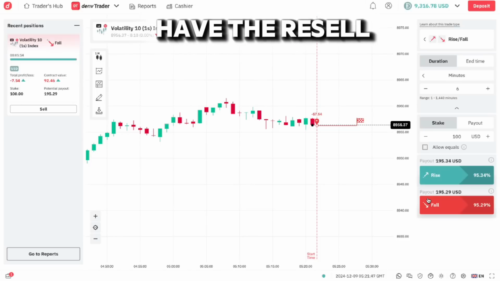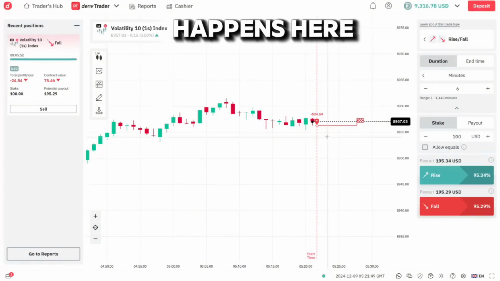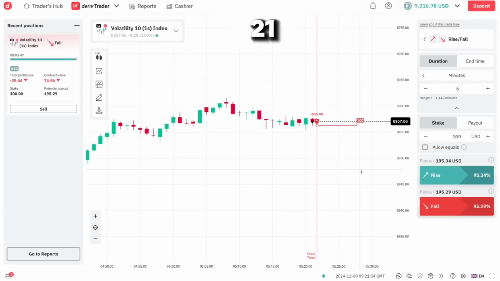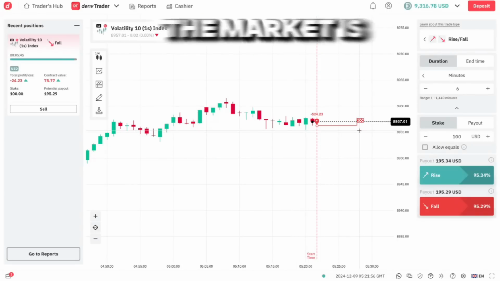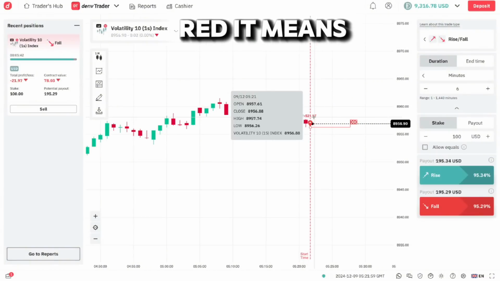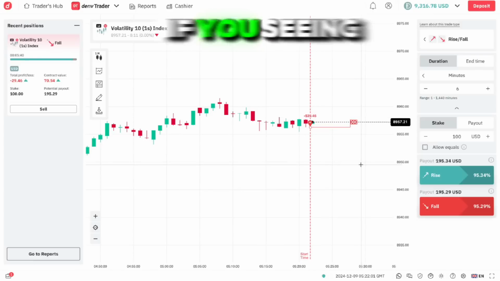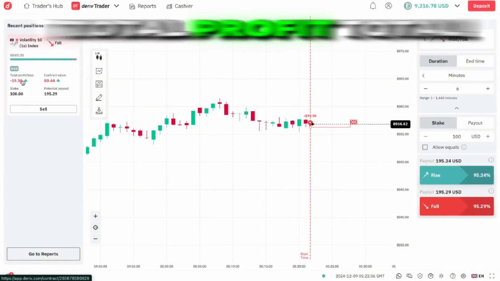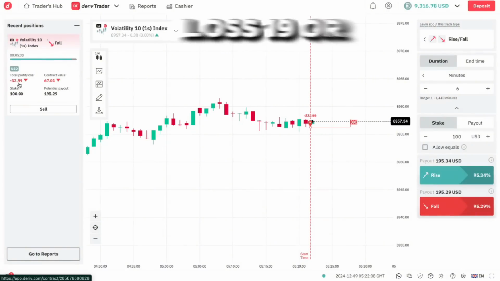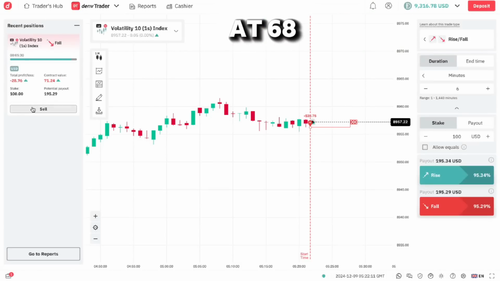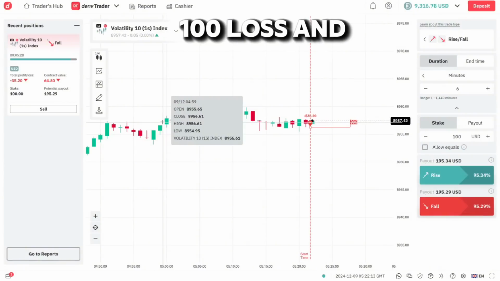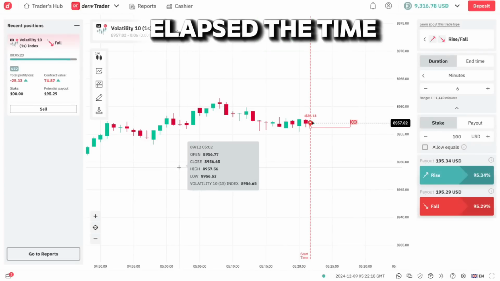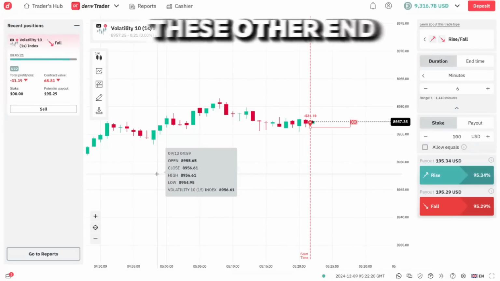And also you have the resell. So let me just explain what happens here. Whatever you're seeing here at the top, 22.31, 21, it shows you where the market is going. If you're seeing it in red, it means you're losing. If you're seeing it in green, it means you're doing well. And you can also see on this end here, total profit, total loss, 19 or 25. Contract value is at 68. So even if it goes to 100 loss and you've not yet elapsed the time, if the market comes back on this other end, you can still make your money.